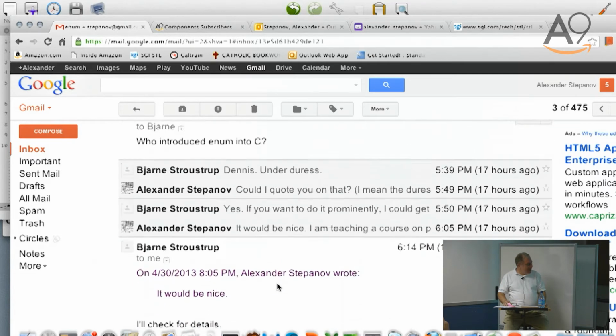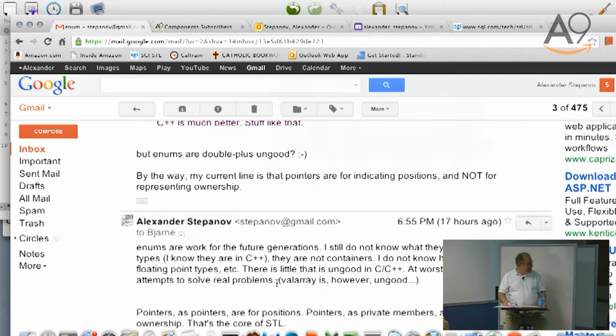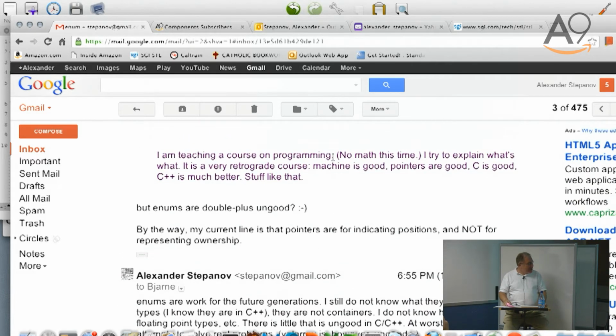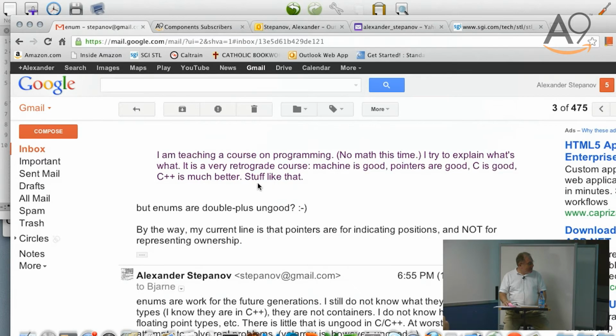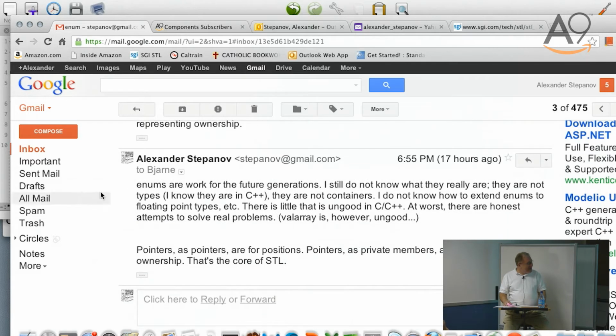So Bjarne says, I'm teaching a course. What is it? Stuff. Machine is good, pointers are good, C is good, C++ is much better, stuff like that. But enums are double plus ungood, says Bjarne. And whatever. And I answer, enums are work for the future generations. I still do not know what they really are.